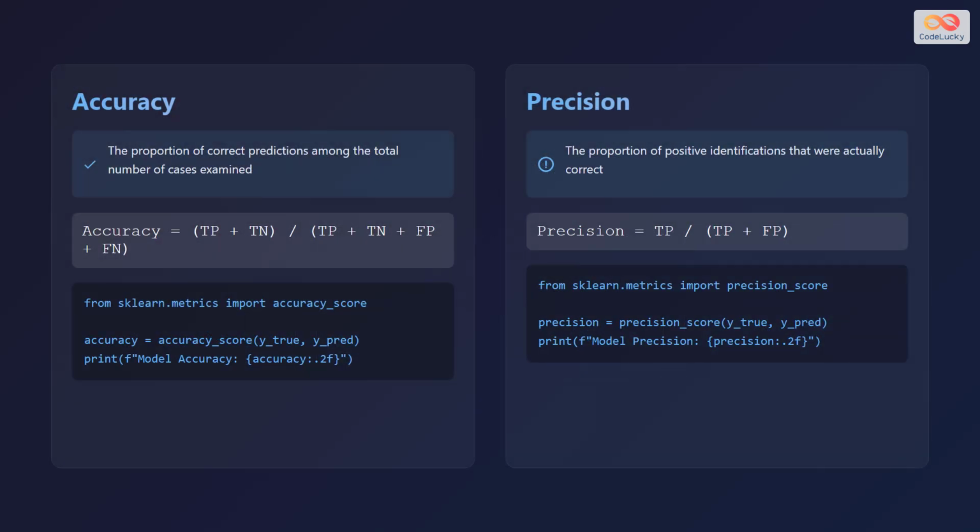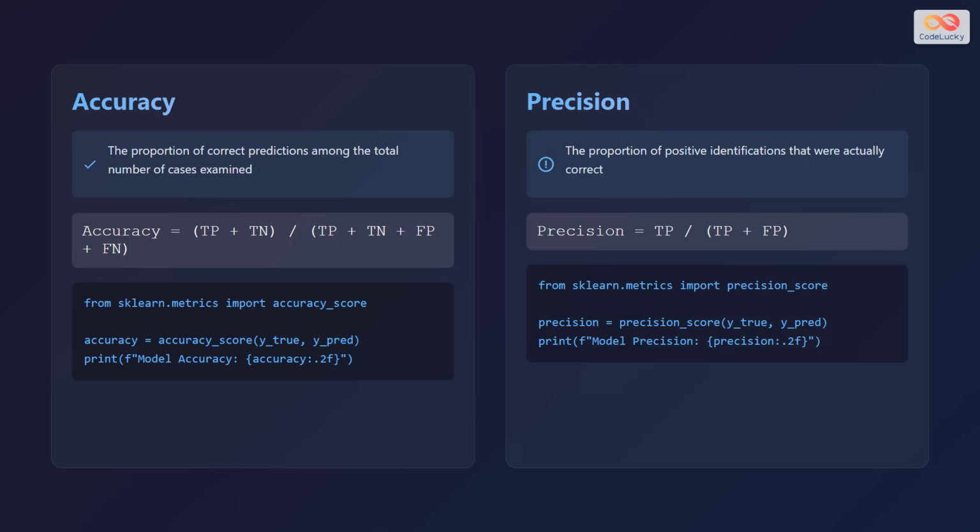First, let's discuss accuracy. Accuracy is the proportion of correct predictions among the total number of cases examined. The formula for accuracy is accuracy equals true positives plus true negatives, divided by true positives plus true negatives plus false positives plus false negatives.